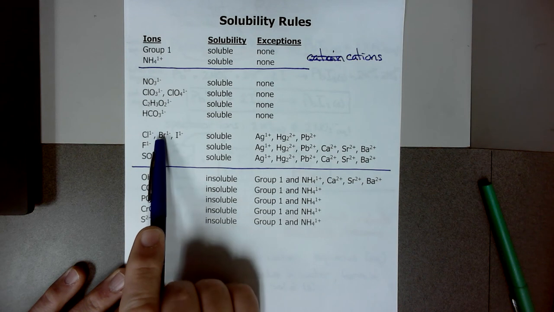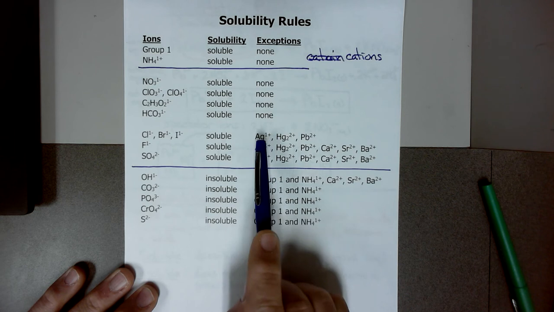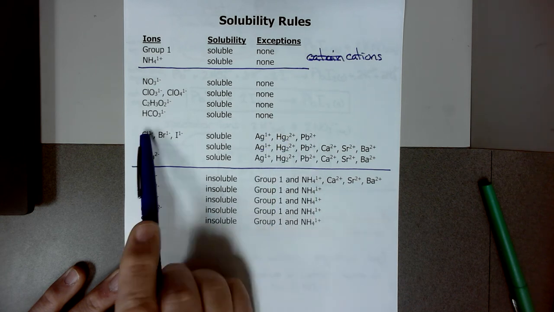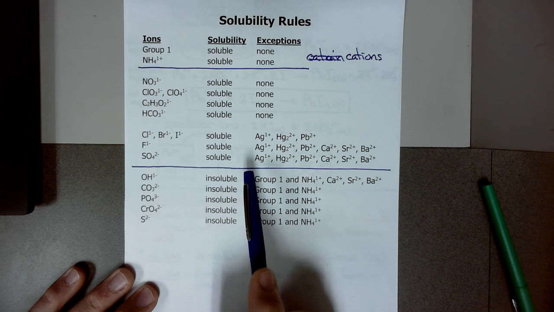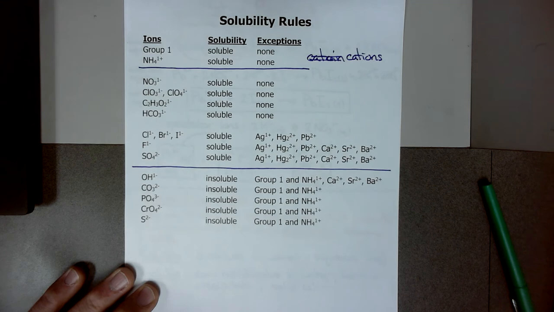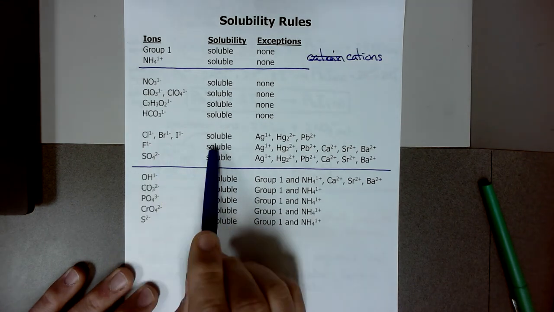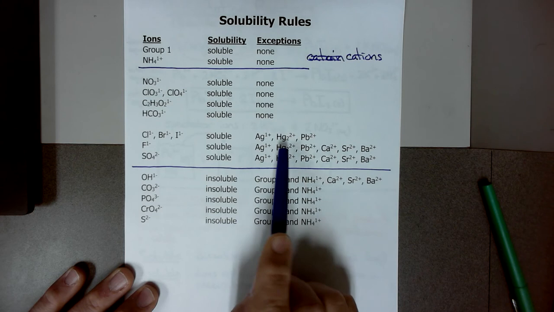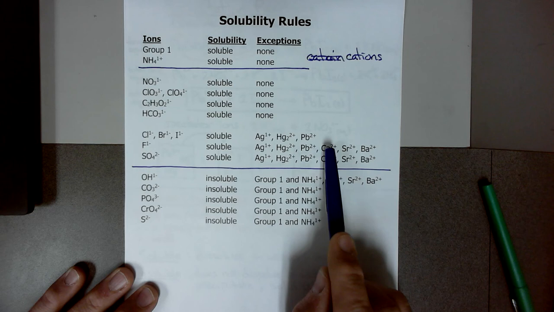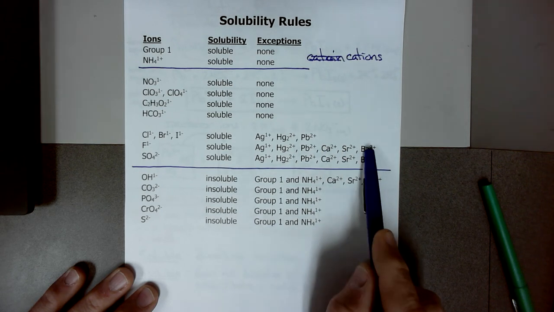And the halides are always soluble unless it is silver, mercury, or lead. So if you have silver chloride, it will be a solid. Or if you have lead 2 iodide, it will be a solid. The fluorides, all fluorides are soluble unless it is silver, mercury, lead, and then also calcium fluoride, strontium fluoride, or barium fluoride.